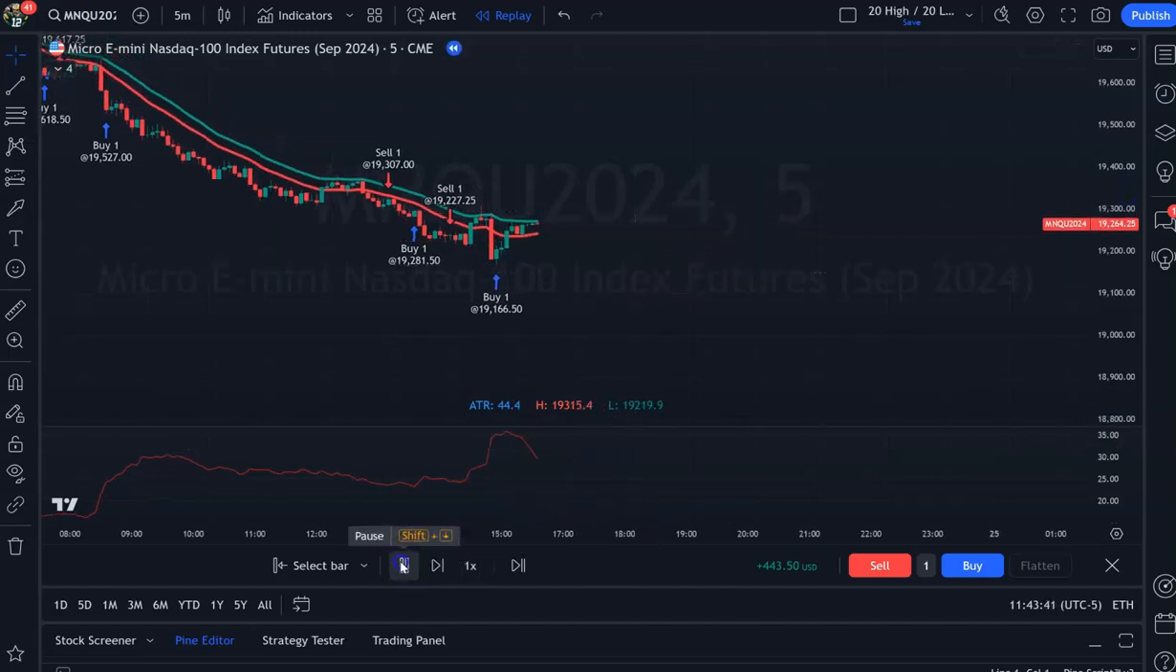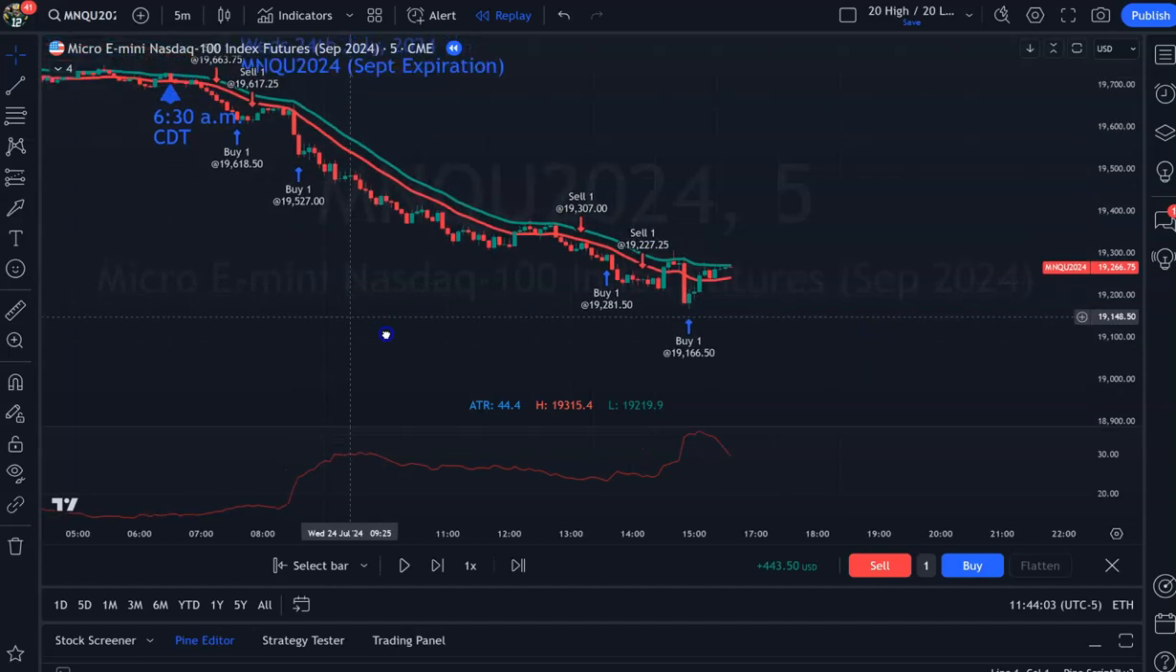$2 a contract. So we've captured 220 points, and we would now be coming, in fact, right there, right here was 3 o'clock. So that was from 6:30 a.m. to 3 p.m. Central Time, $443 in what, a half dozen trades.